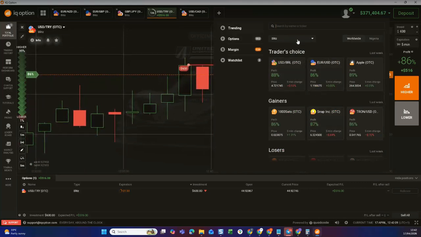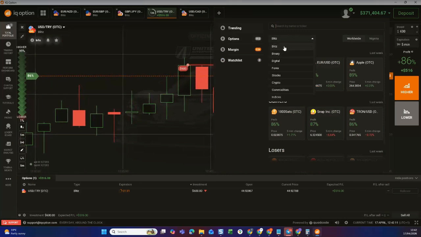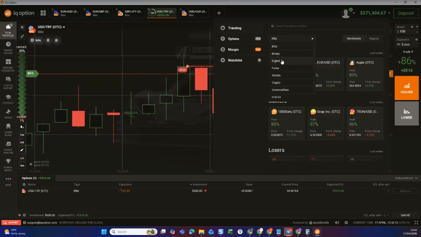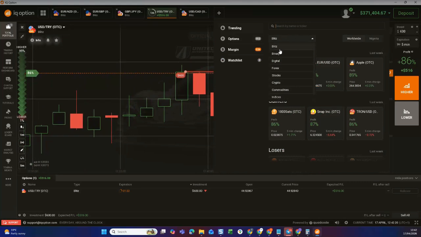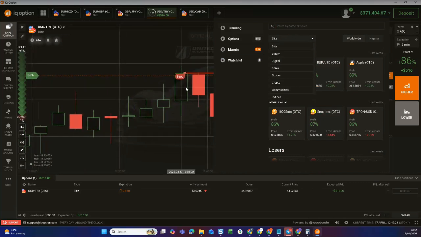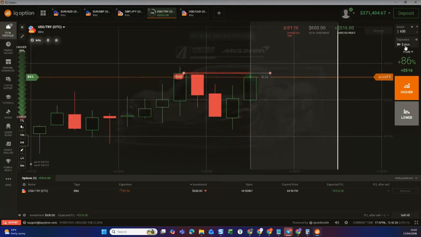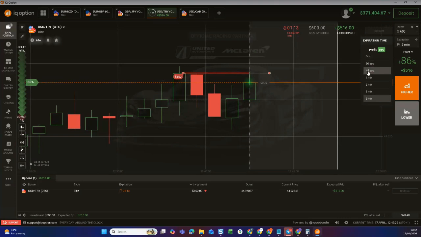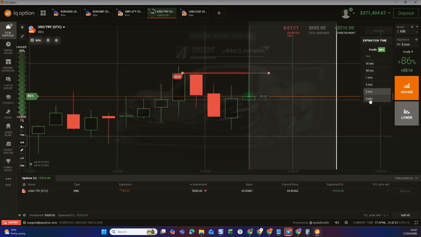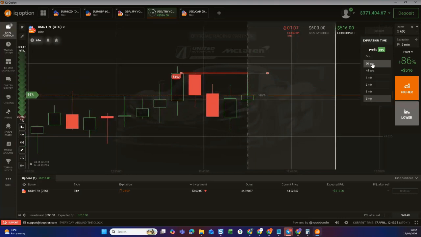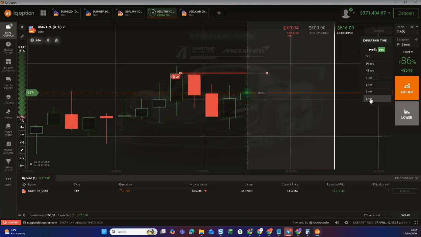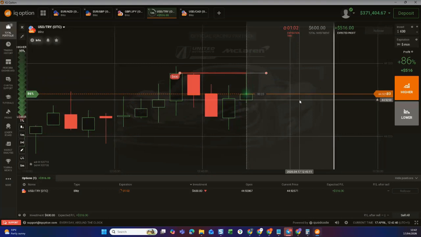Make sure that your bar is under Blitz. Make sure you're trading Blitz, not binary, not digital, not forex, not stocks, not crypto, not commodities or indices. If you are trading Blitz, you would know by the fact that you have 30 seconds, 45, 1 minute, 2 minutes, 3 minutes, and 5. These expiration times will be fixed like this. The highest you see there is 5 minutes. So that is what you see when you are trading Blitz.